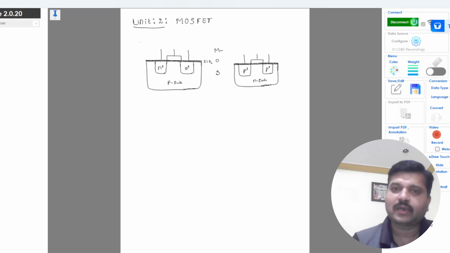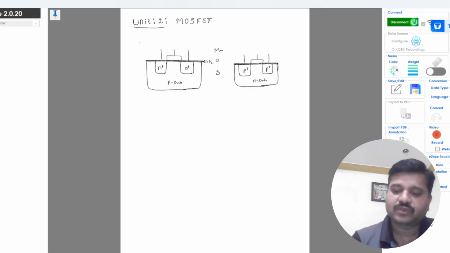The upper metal layer is used to connect with other devices or with the external world, and the middle oxide layer is made up of silicon dioxide, and the lower layer is the N plus, P substrate, N minus, P plus likewise, which is basically a semiconductor layer, an extrinsic semiconductor, which is doped with pentavalent or trivalent impurities into the intrinsic silicon material, right?